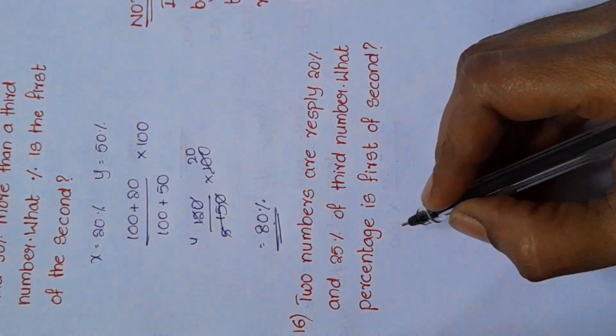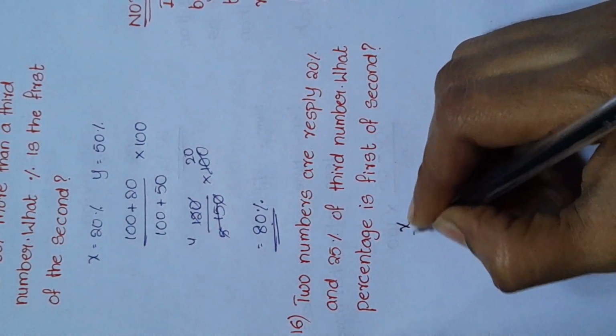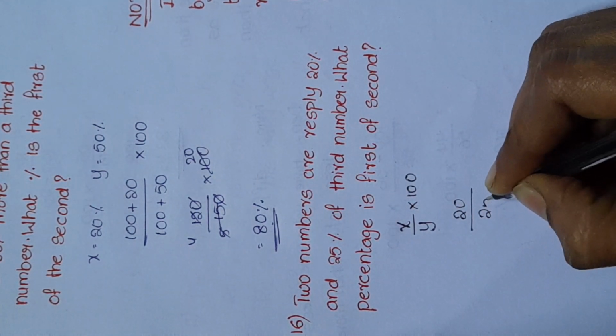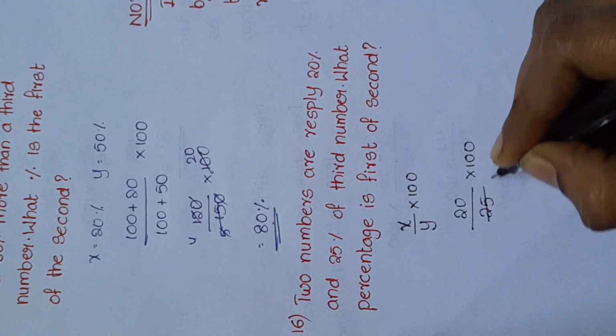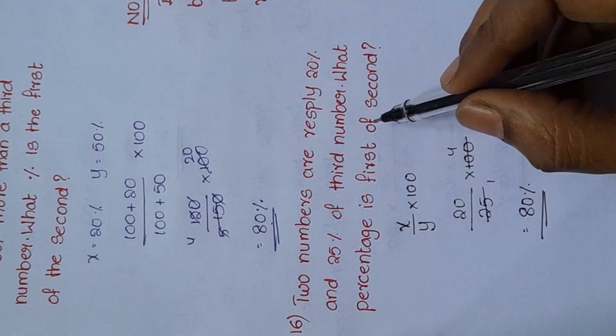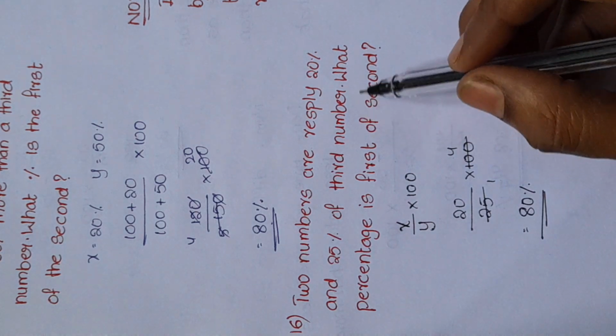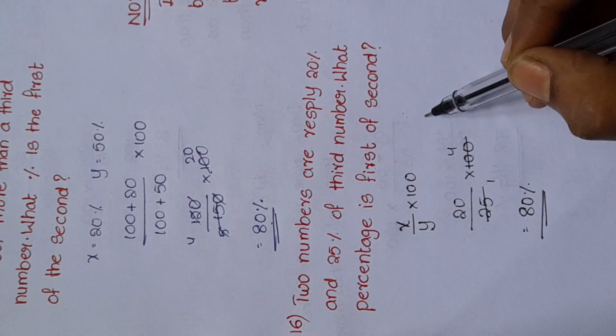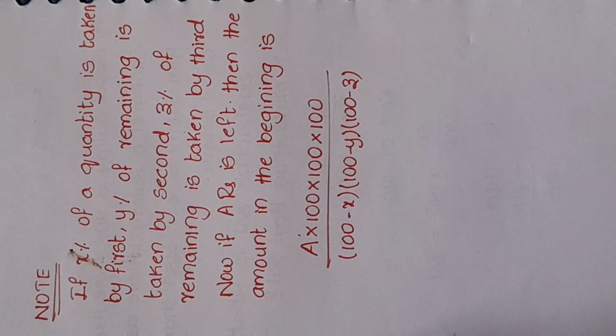In this type of questions, the trick or the formula we use is x by y into 100. X value is 20 by y value is 25 into 100. Once and 4 times. So 80%. That is the first number is 80% of the second number. If the question is what percentage is second of the first is given, we should write y by x into 100.